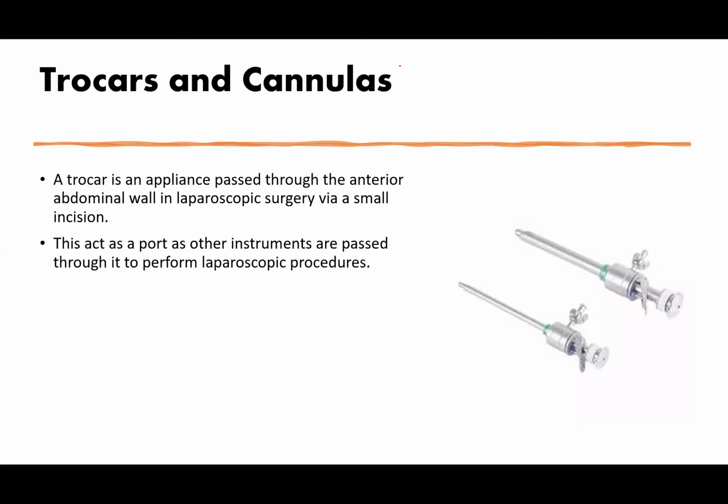So if you are doing an open access where you don't want to use the Veress needle, you just make a small incision above, below, or through the umbilicus and introduce your trocar and cannula through that incision under direct vision. These have less tendency for injury to intra-abdominal viscera. Now, when the inner obturator is removed, it serves as a port for introducing your camera and other instruments.